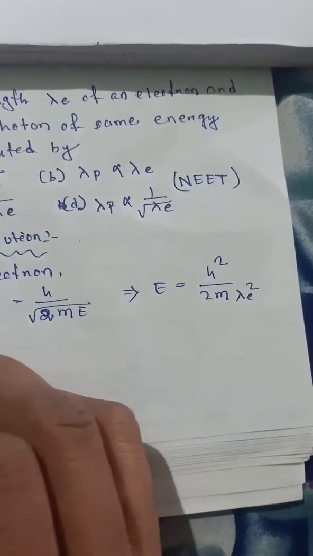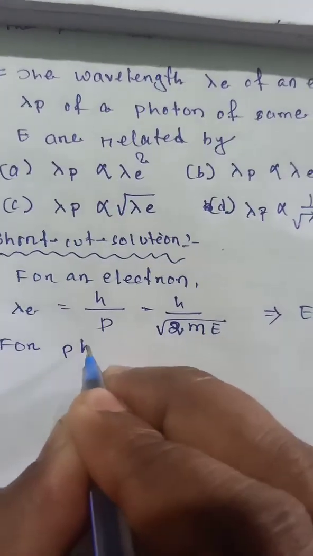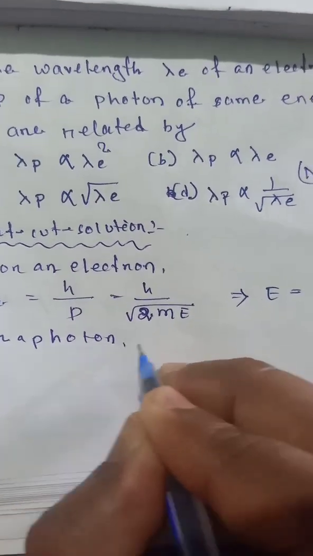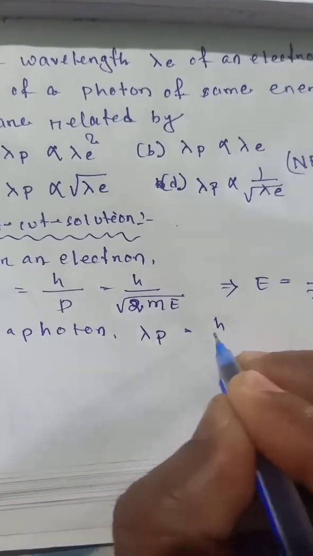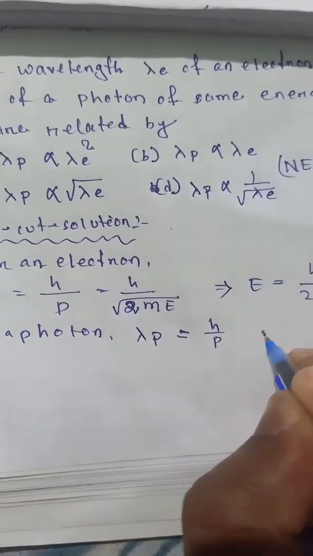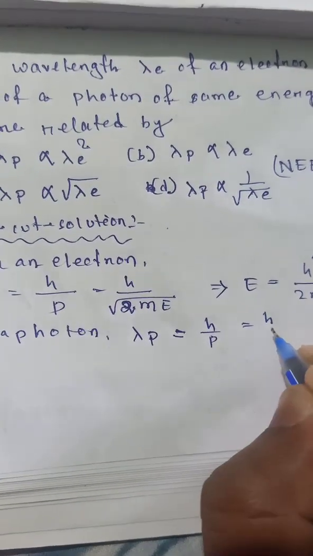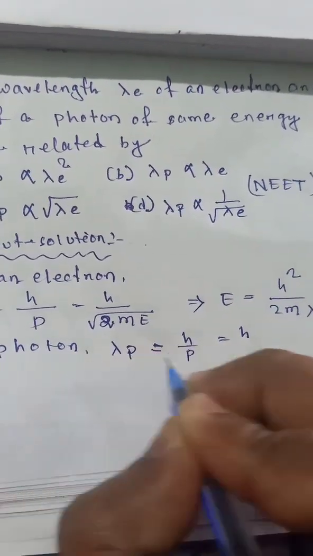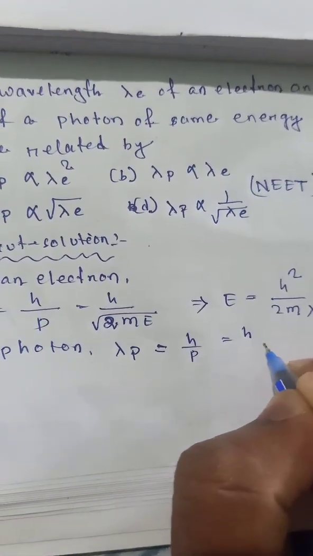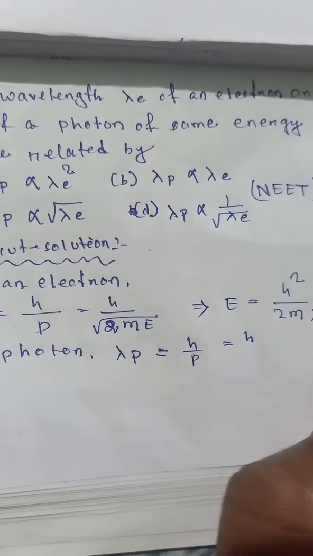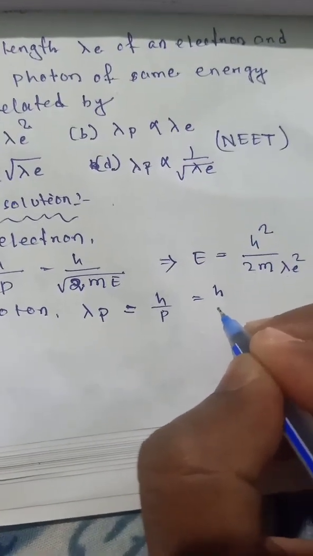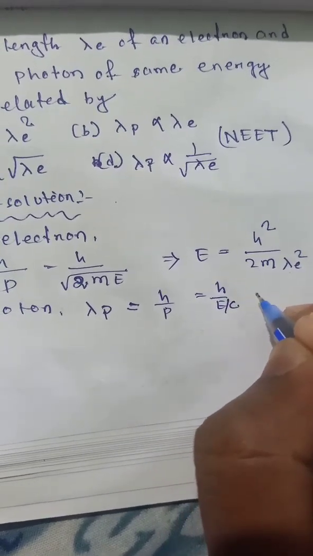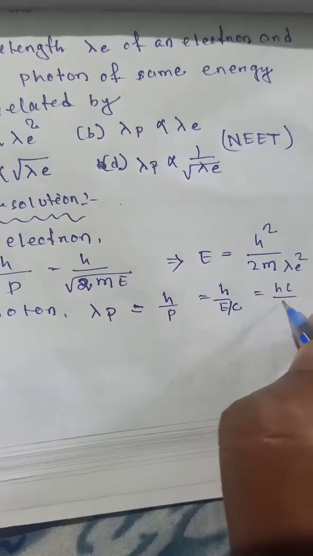Okay, for a photon, lambda_p is similarly h by p, Planck constant by momentum. According to the relativistic condition, the rest mass of a photon is 0, so m is equal to 0. That means E is equal to pc, so p is equal to E by c, which makes lambda_p equal to hc by E.